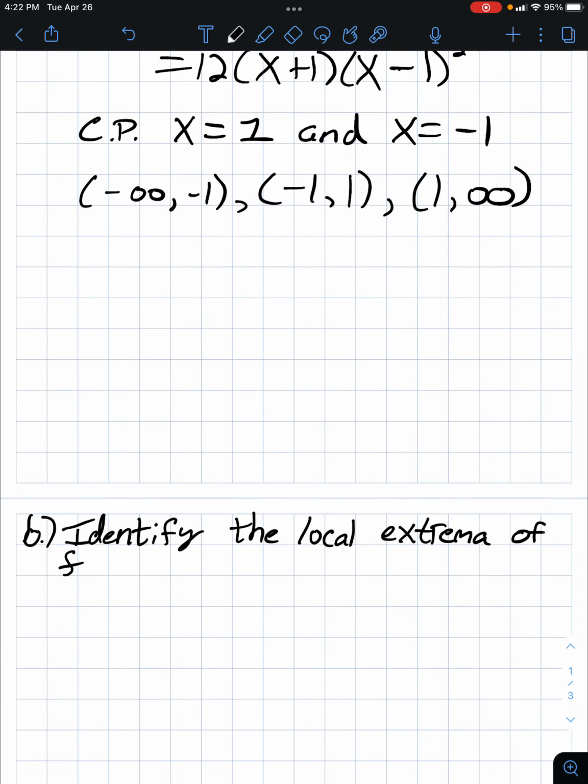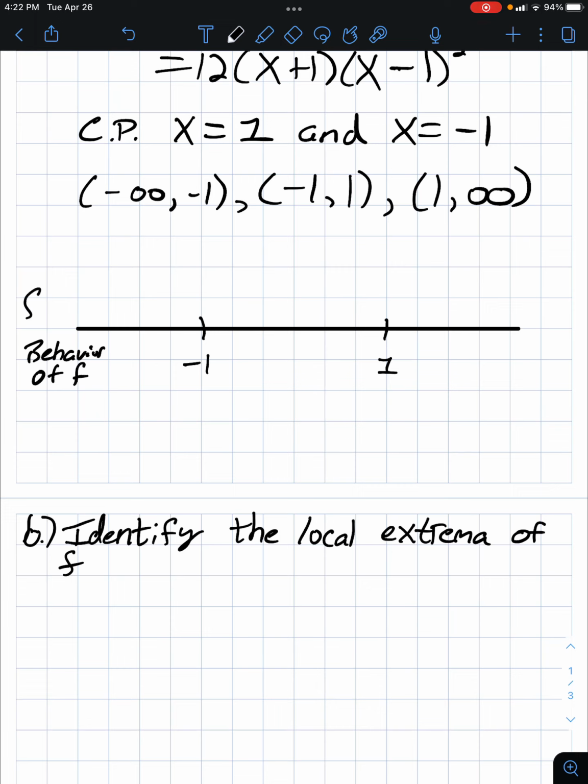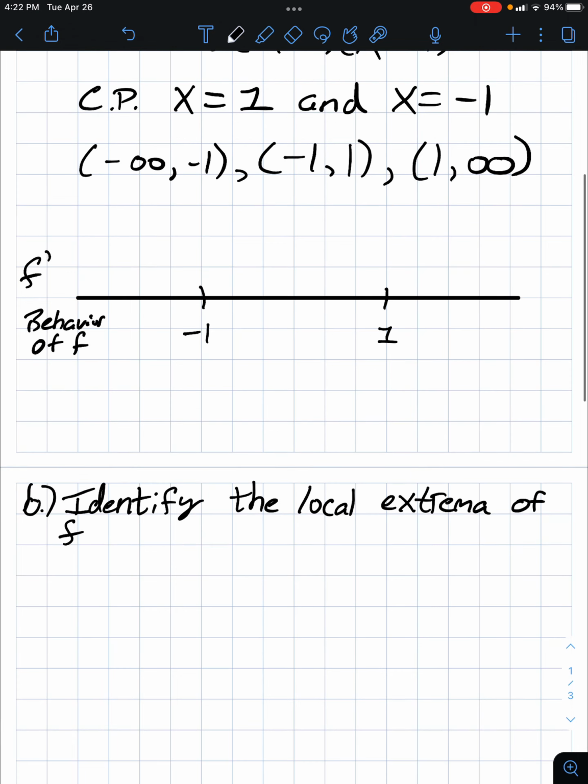So now let's figure out where does our f function change from negative to positive or positive to negative. So let's label this as negative 1, 1. So let's do behavior of f, and then let's do f prime above.